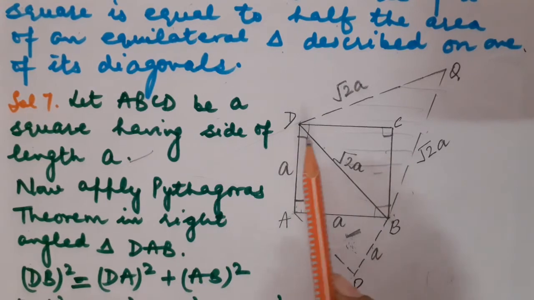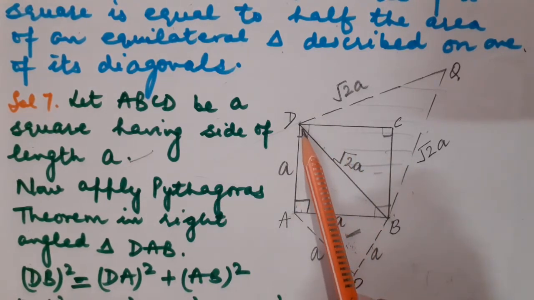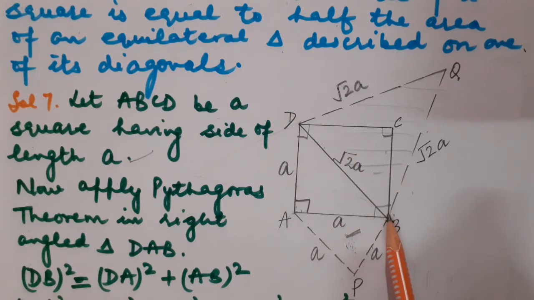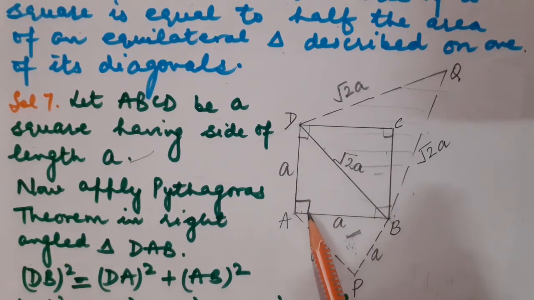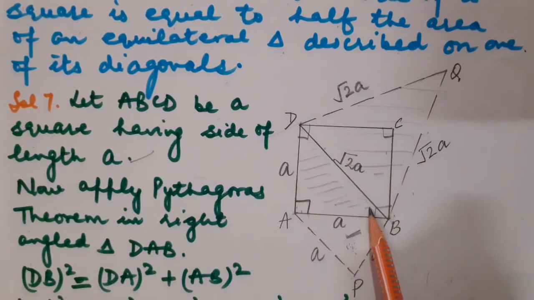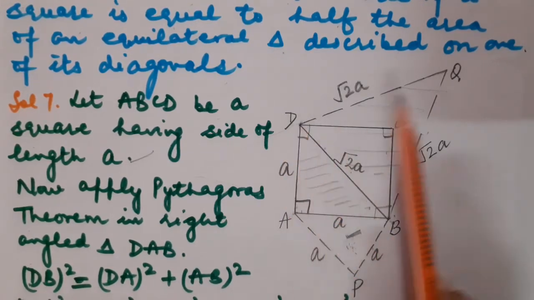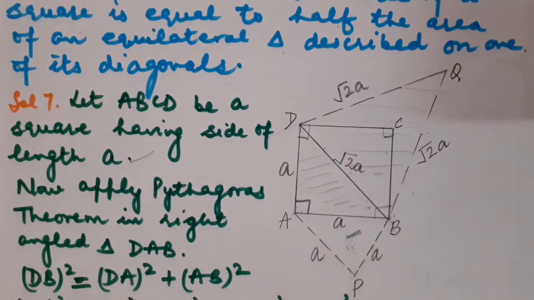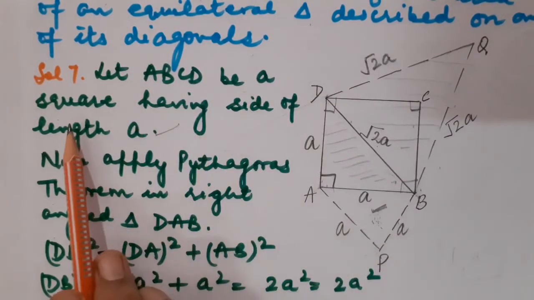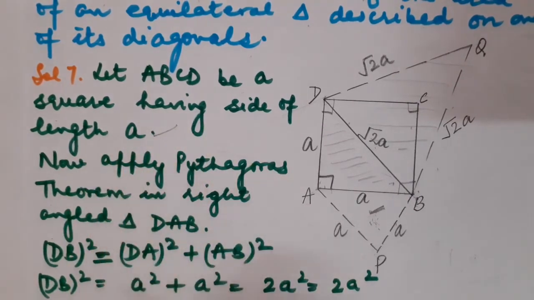Fine. So here I have got a right angle triangle, that is DAB, because each and every angle of a square is of 90 degrees. So this complete triangle is a right angled triangle. So let us apply Pythagoras theorem first of all, so that we will be capable to calculate the diagonal of the square, or in other words I can say the side of the equilateral triangle, that is DQB. Clear?